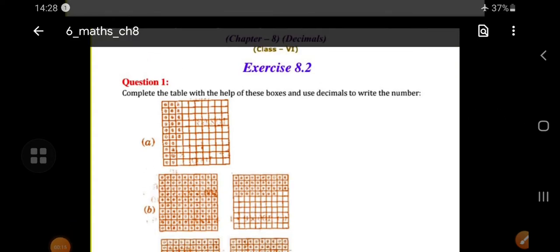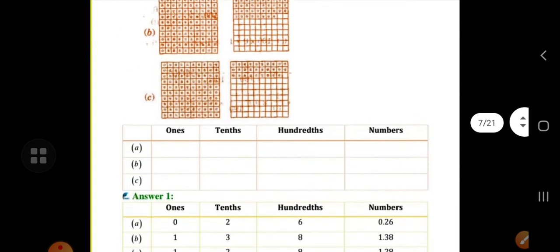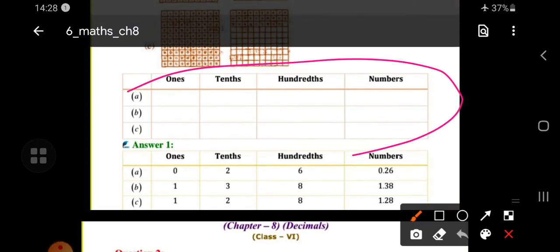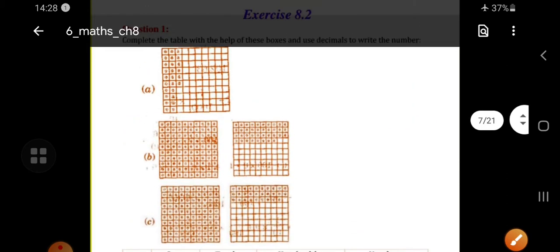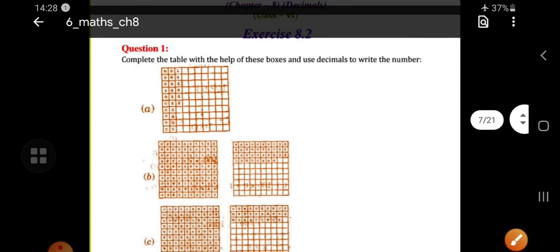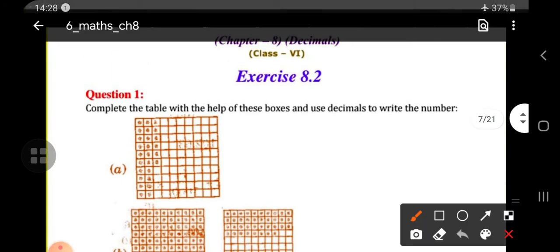Now, let us start with 8.2. Question number 1. Complete the table with the help of these boxes and use decimals to write the number. Here, one table is given. You have to complete this table with the help of these boxes. Okay? So, first of all, understand this box.